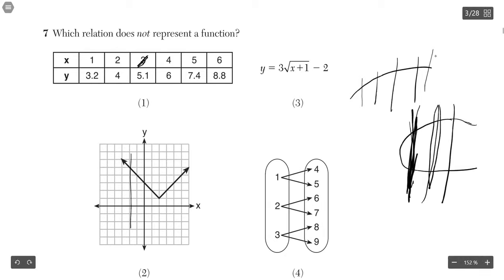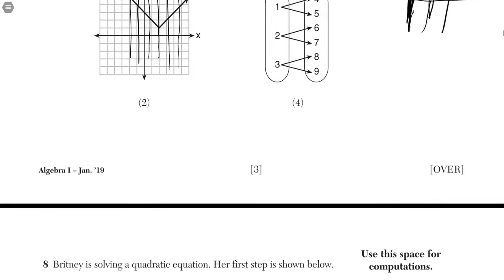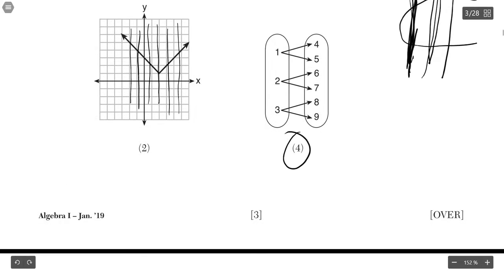This, right, it passes the vertical line test. You cannot draw a straight vertical line that hits it in more than one place. So for each x value, there's only one y value. Over here, for each x value, there's more than one y value. For example, an input of 1 puts out 4 and 5, right? So if I put in 1, what do I get out? 4 and 5, that can't be. There's only one output for each input. So the answer is 4. 4 is not a function.